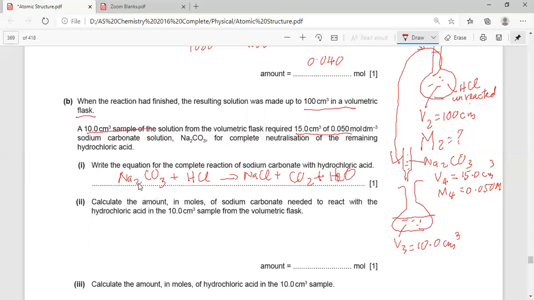Okay, so 2 here, so put 2 here. Carbonate is 1, because water is H2O. Okay? Calculate the amount in moles of sodium carbonate needed to react. Okay, of course, from here.